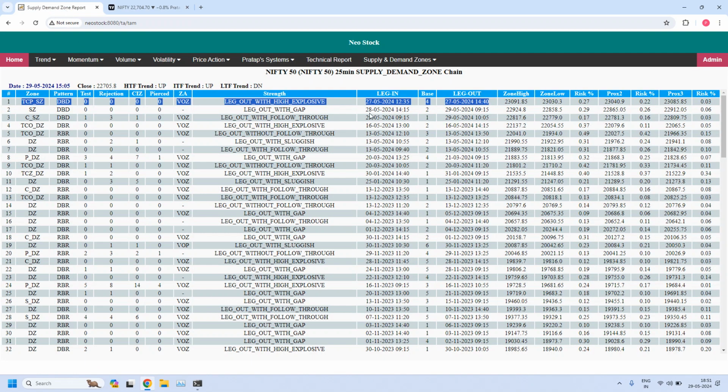So today a zone is created, a normal supply zone is created. You can draw this zone. I am not drawing, but you can draw on your charts. And the third one is a high liquidity supply zone created today. Today again a high liquidity supply zone is created at the 9:15 candle and 10:05 candle. Let us draw this zone.